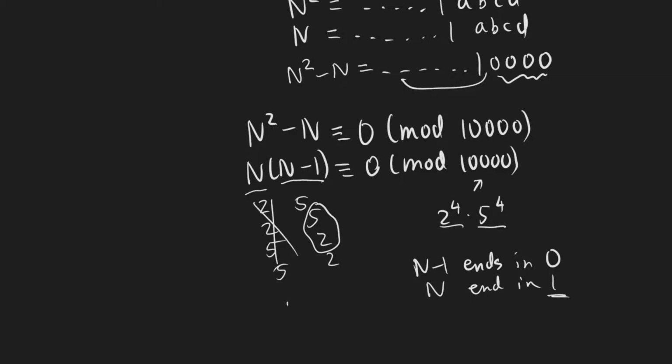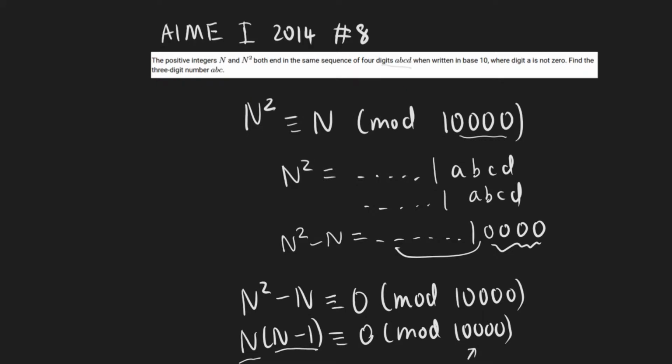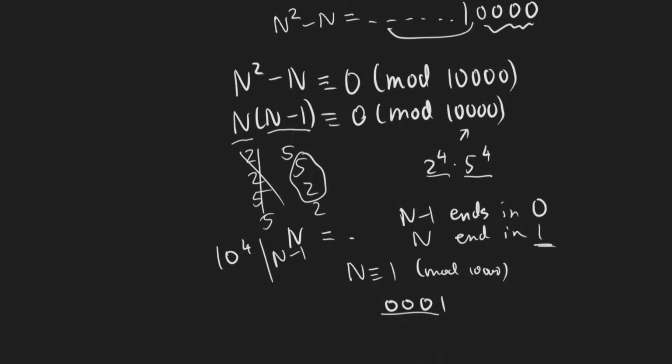Therefore, n minus 1 actually has to have all 4 factors of 2 and all 4 factors of 5. So 10 to the 4th has to divide n minus 1. And the problem with this is that it means that n is congruent to 1 mod 10,000, which says that n ends in 0, 0, 0, 1, which is clearly not what we want, since the problem statement says, I can scroll up here, that digit A is not 0, and this is a contradiction.